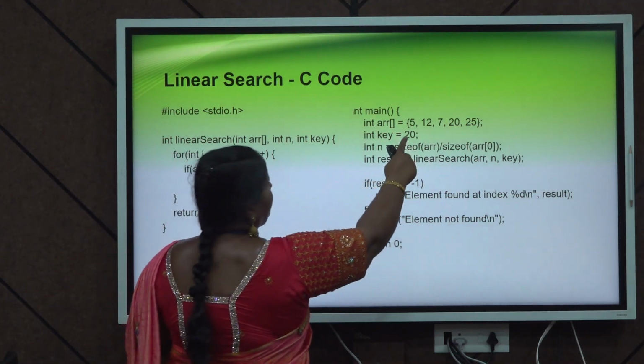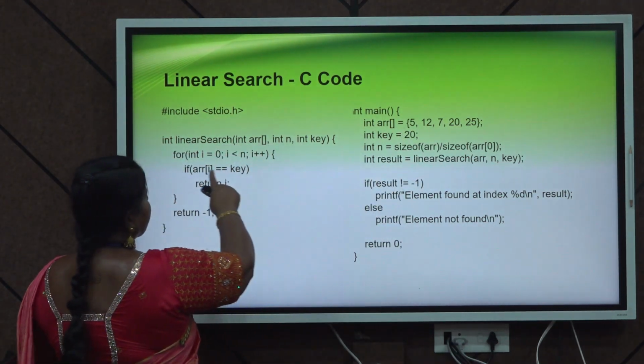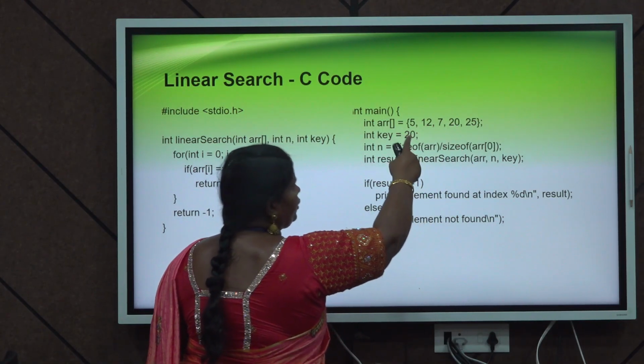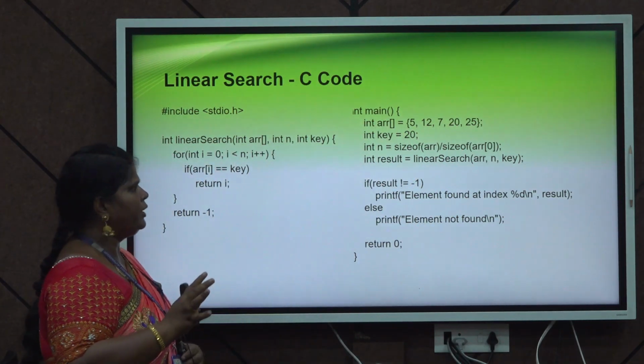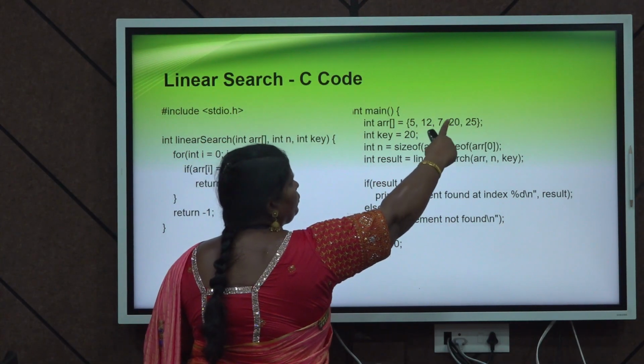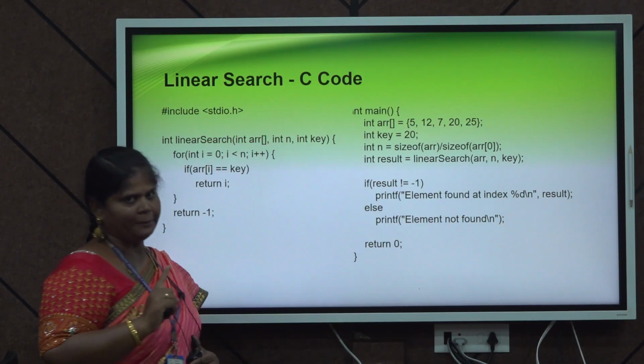So automatically what happens is that this 20 is present in the list, right? So 5, 12, 7, 20 is available. Our key search element is also 20. So this element is found. So the result contains the key position. The key position is 0, 1, 2, 3. 3 is written to this result.